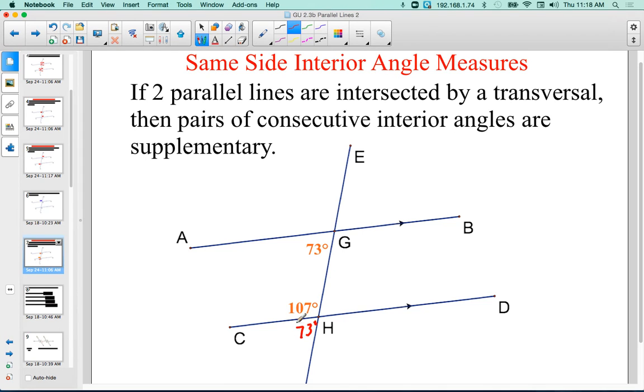Well, we don't even need that information. We can just go straight to the fact that if you have same side interior angles, the relationship that these two angles have is that they are supplementary. This is important, and this is something that people do get confused on. They get in the habit of thinking that every angle pair with parallel lines is going to be congruent, when that's not the case. The same side interior angles are going to be supplementary.